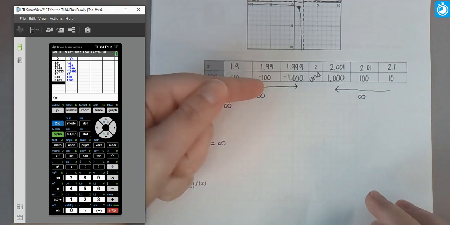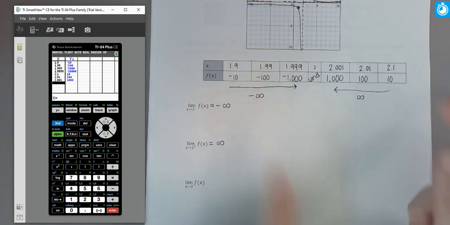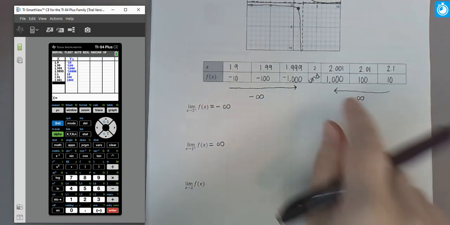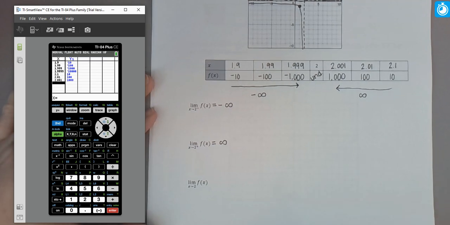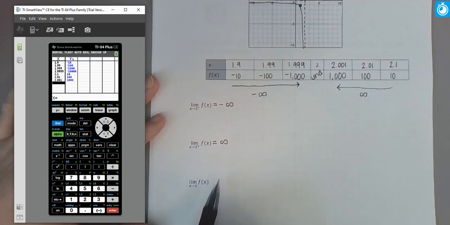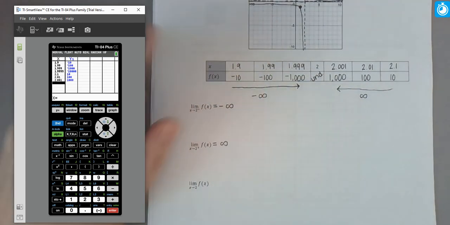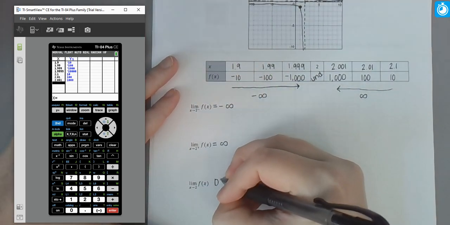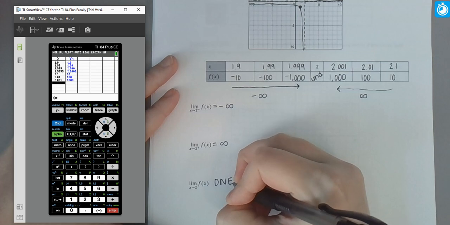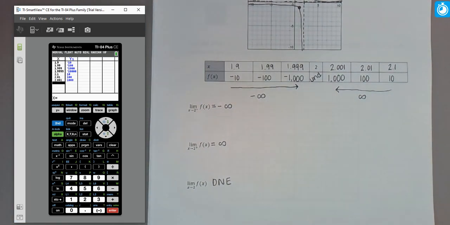So from the left, we approach negative infinity. From the right, we approach positive infinity. Because we're not approaching the same value, we would say that the general limit, looking from the left and the right at the same time, does not exist. Because we're approaching different values, our general limit does not exist.